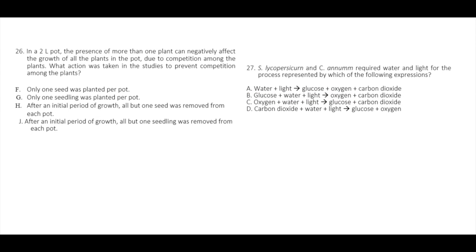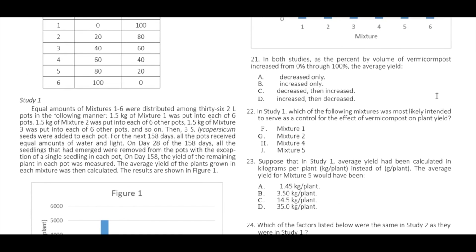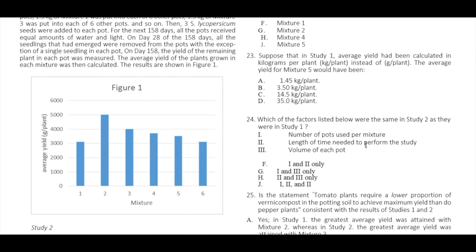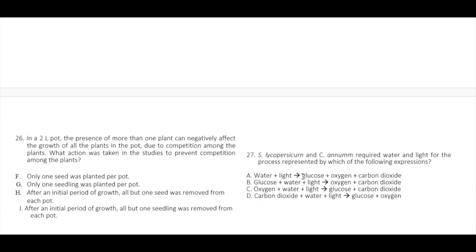Alright, so let's recap what we learned from this passage. In the beginning, it asks mostly about the different mixtures and how the changes from 0 to 100% vermicompost affect the yield and how it increases or decreases. We had a unit conversion here going from grams to kilograms. We had one option where we had to look at the different studies and see what they did differently. We had to agree or disagree with the statement here, and that required us to better understand what happened in study 1 and study 2.